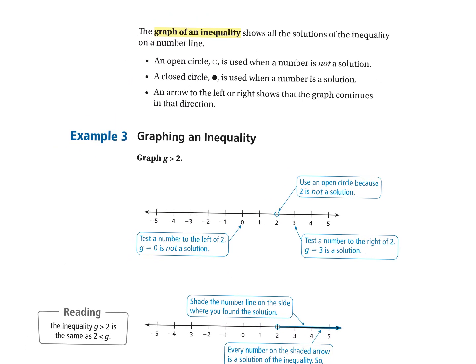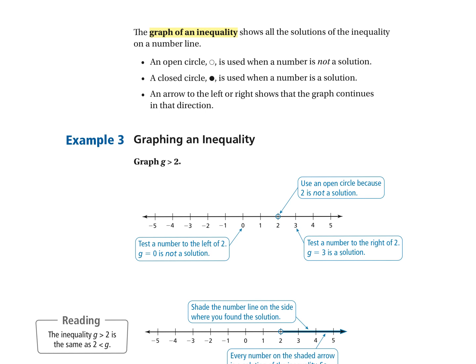It says the graph of an inequality shows all of the solutions of the inequality on a number line. So kind of like how we did just a little bit ago in our page of notes in our journal, that's what we're going to be working on right now. We're going to be practicing more of that. So don't forget, an open circle is used when a number is not a solution. Whenever you don't want to include that number, you'll use an open circle. When you use a closed or a colored in circle, that's when the number is part of your solution set. An arrow to the left or right shows that the graph continues on in that direction.